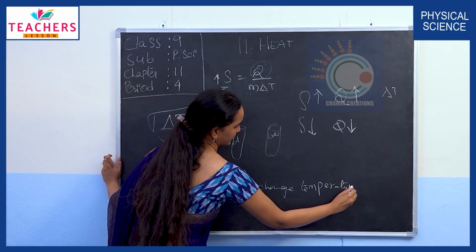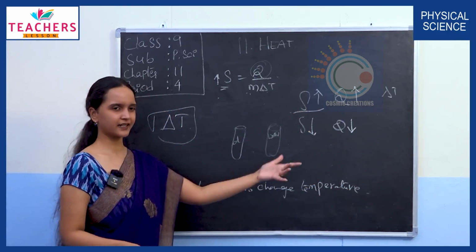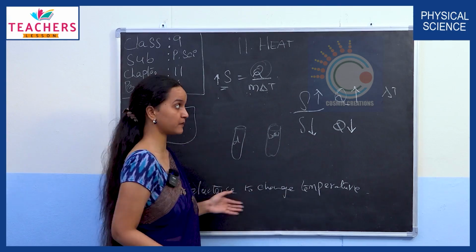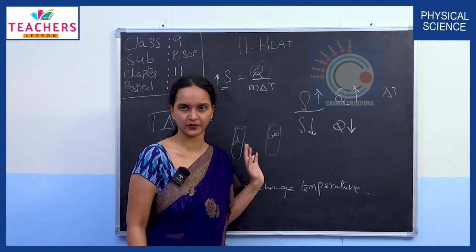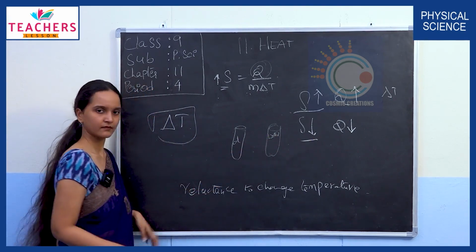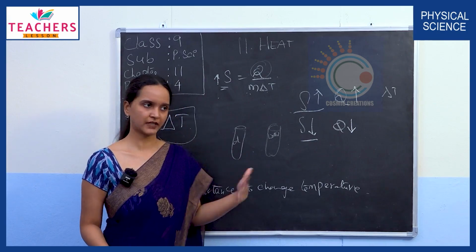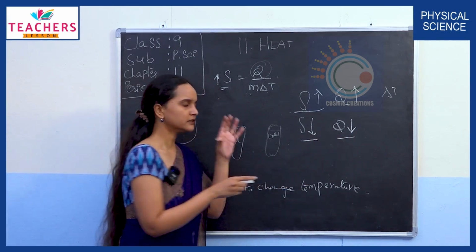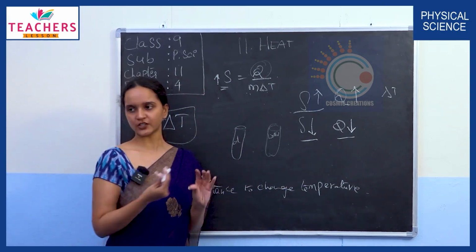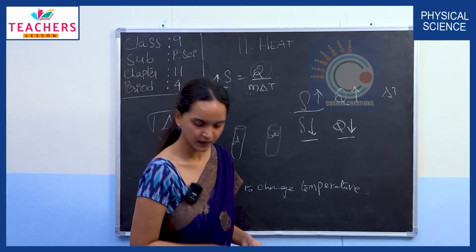Okay, and I say then if specific heat is high, the substance is highly reluctant to change its temperature because it demands more heat to change the temperature. And if the specific heat is less, then the reluctance of the substance to change temperature is low. That means it will demand only a small amount of heat to change its temperature. Get it? Okay. Moving on.